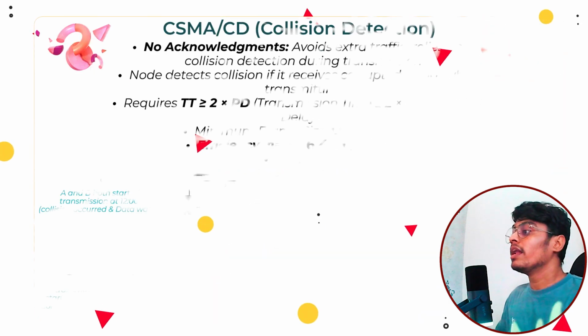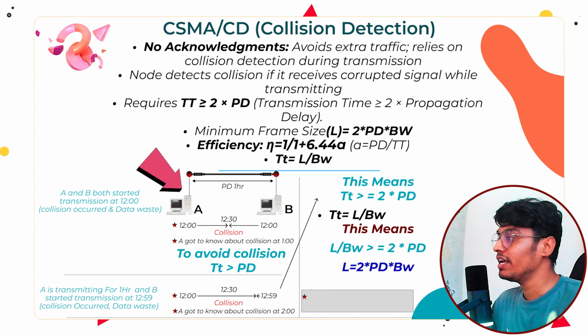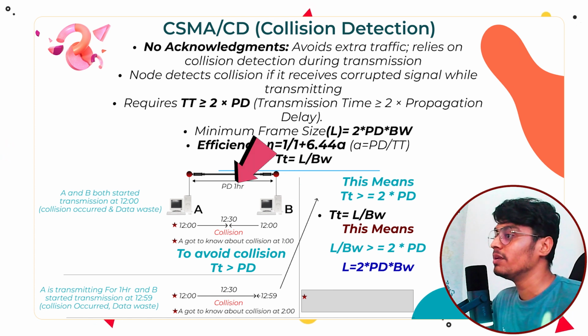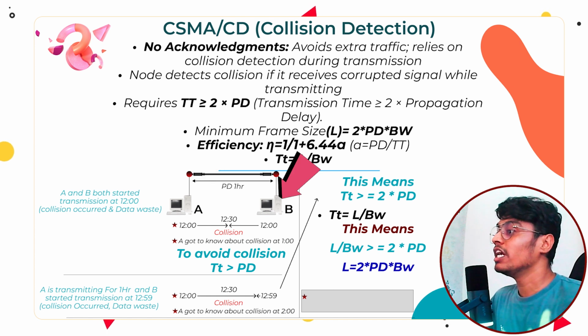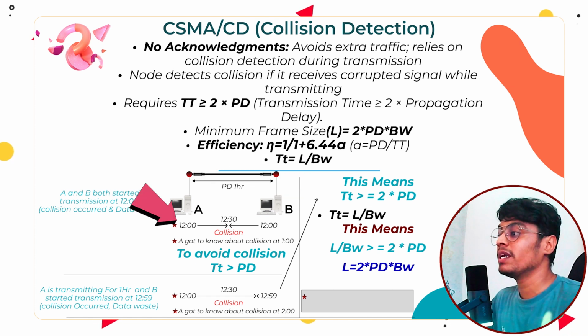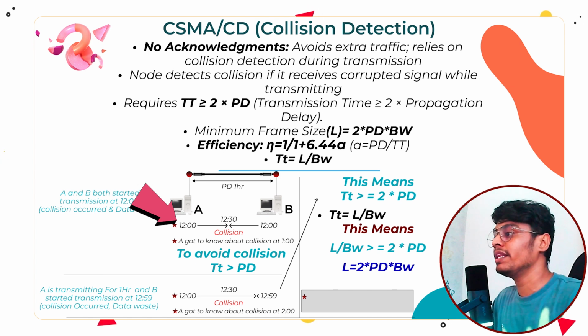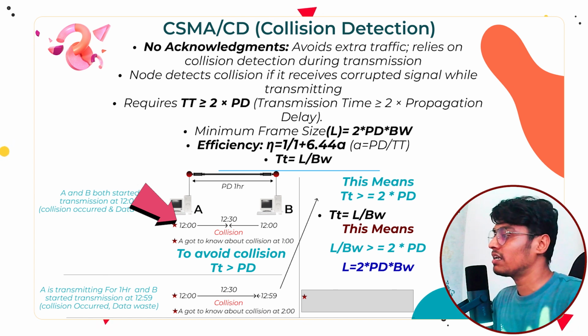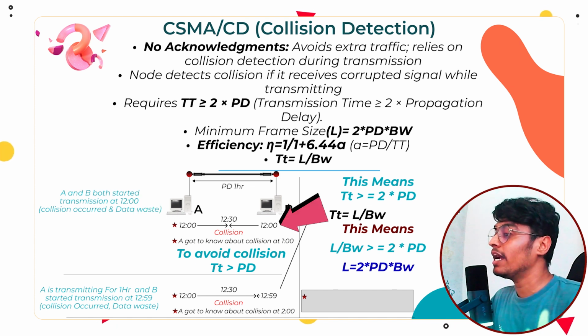Now let me explain this with a detailed example. Let's say we have a station A and station B. The propagation delay between A and B is 1 hour. If one bit starts from A and reaches B, it will take 1 hour. This is the propagation delay. Now let's say at 12 p.m. A senses the medium and finds it empty, meaning idle. So it immediately starts transmitting its data. When it starts transmitting data, at the same time at 12 p.m.